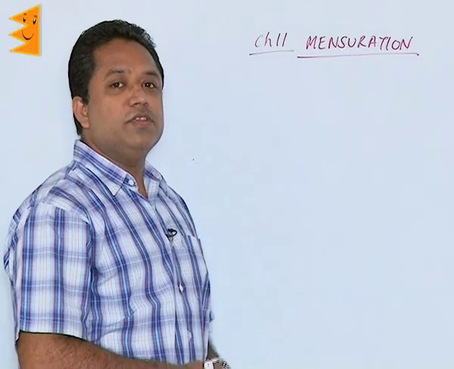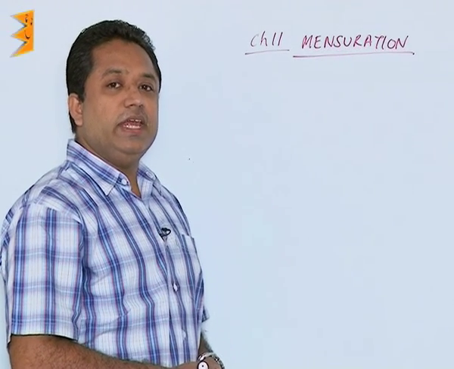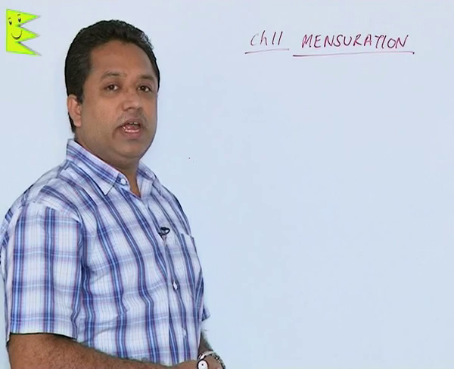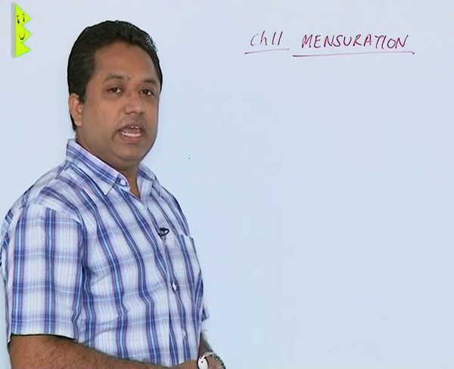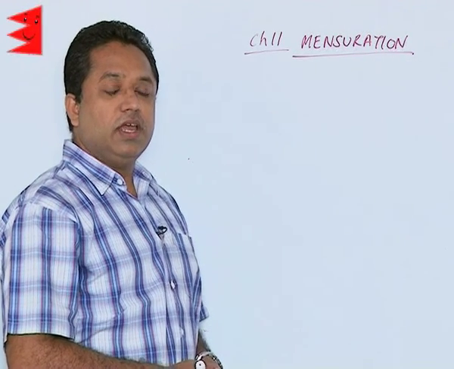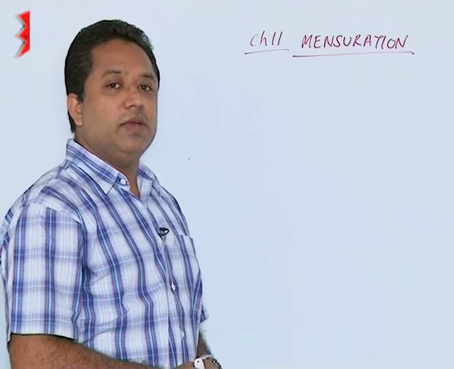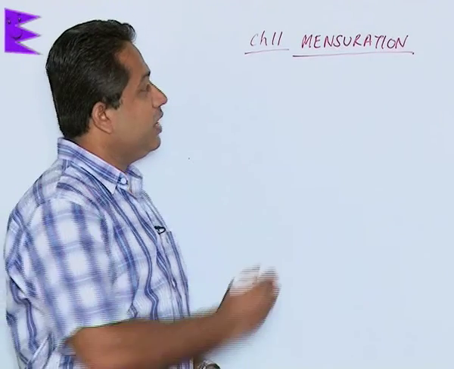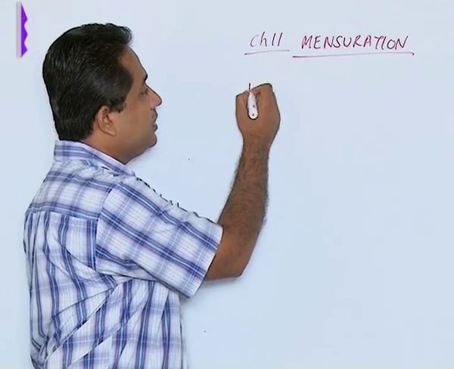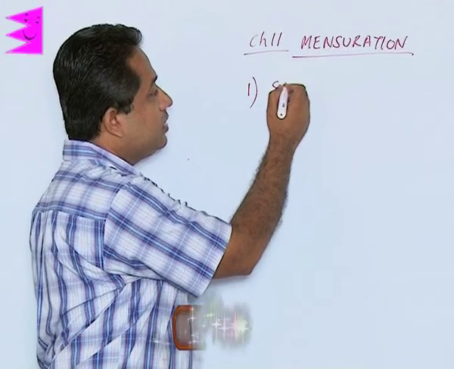In this chapter of mensuration, we will be finding out the areas and volumes of different figures: areas of 2-dimensional figures, and area and volume of different 3-dimensional figures. So, let us start with 2-dimensional figures. The first figure is a square.